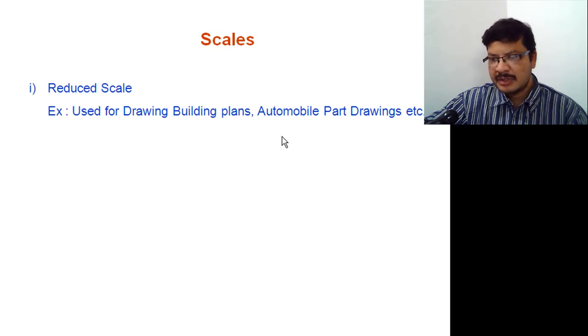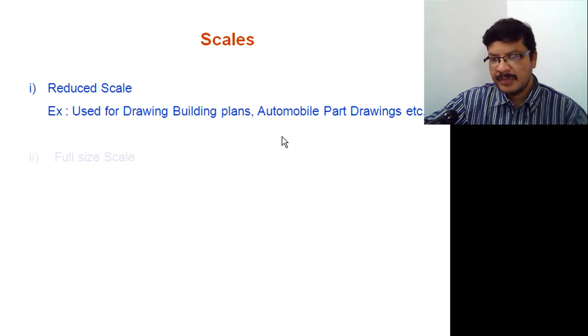Here building size is obviously more than the size of the drawing sheet. In this case, all the dimensions of the building have to be reduced such that the dimensions of the building can be represented comfortably on the drawing sheet. So in this case, the reduced scales are used.